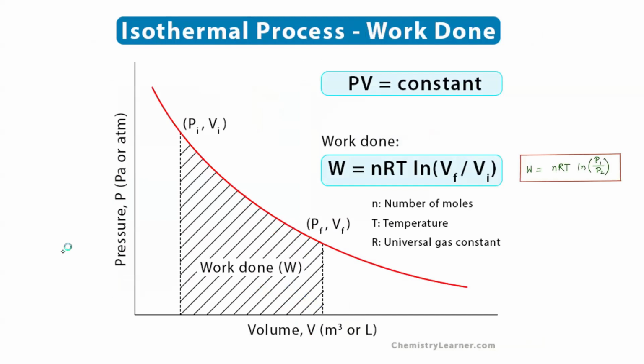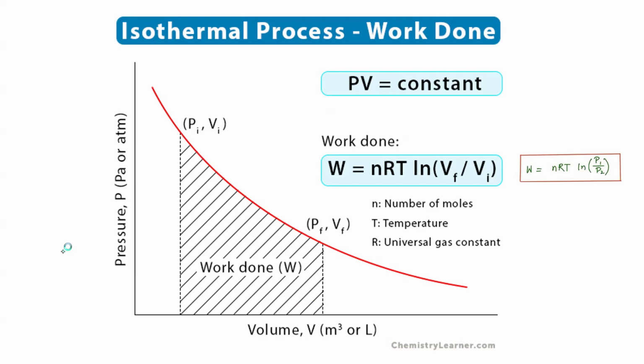So now the next thing is the isothermal process work done. So remember, PV is equal to constant. Therefore, the work done is equal to nRT ln of final volume over initial volume, or it can be changed to W is equal to nRT ln P1 over P2. The P1 stands for initial pressure, P2 stands for the final pressure, while Vf stands for the final volume, and Vi stands for the initial volume.